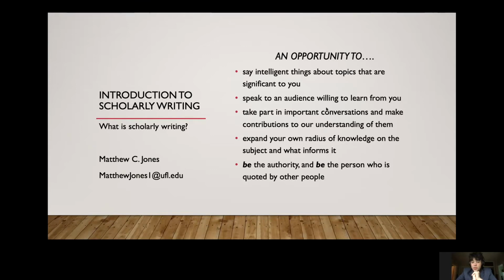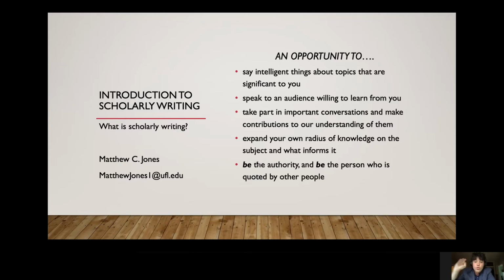Not necessarily reinventing the wheel, not making a new invention or discovery void of human contact, but actually entering into a community. And lastly, on this front, it's an opportunity to be the authority, like I said before, and to be the person who is quoted by other people, right? So like in scholarly writing, you want your reader to take away your ideas and say, I read this recent essay by, I can't see anybody's name, but by Matthew Jones in this case.